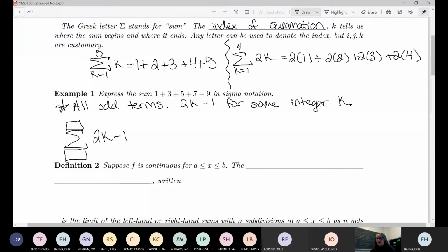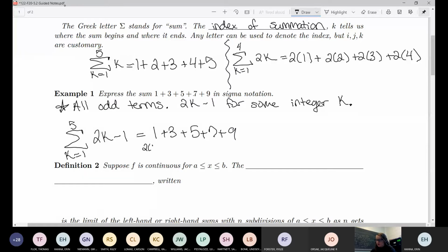Now, this sum starts at 1. So what k value do I have to plug in there to get 1? I would have to plug in 1. So we'd have to say this starts at k equals 1. And then we have to go all the way up to 9. So what k value do I have to plug in to get a result of 9? What do I have to plug into 2k minus 1 to get 9? I'd essentially need 10 minus 1. So we would need to plug in 5. So we need to go all the way up to 5. So this sigma notation here is exactly 1 plus 3 plus 5 plus 7 plus 9.